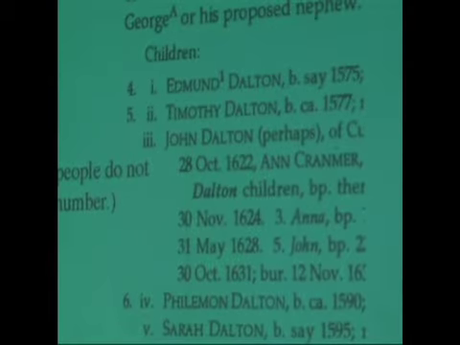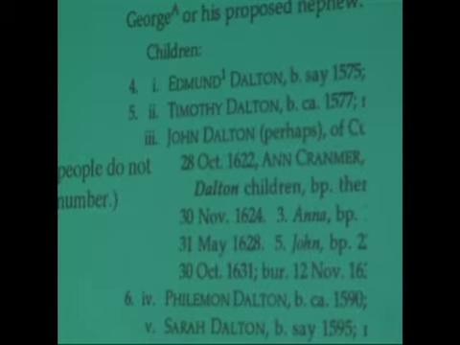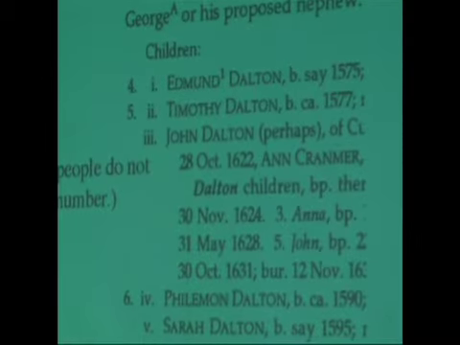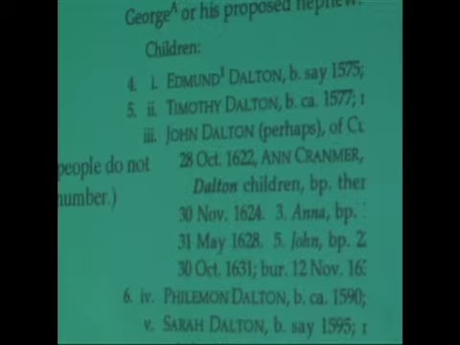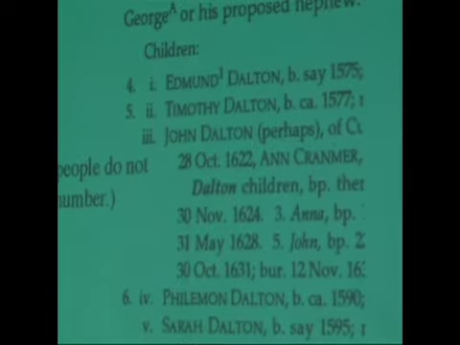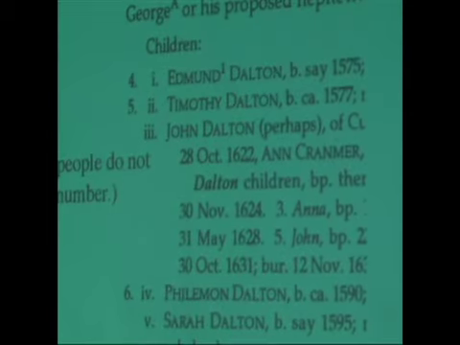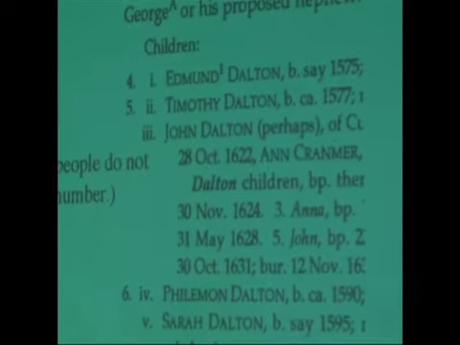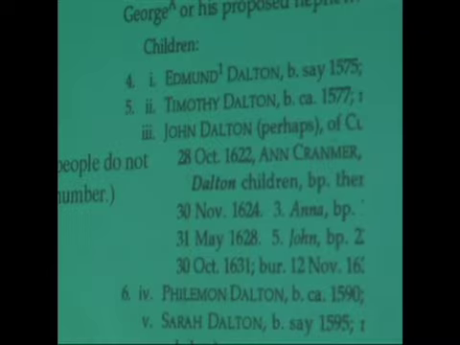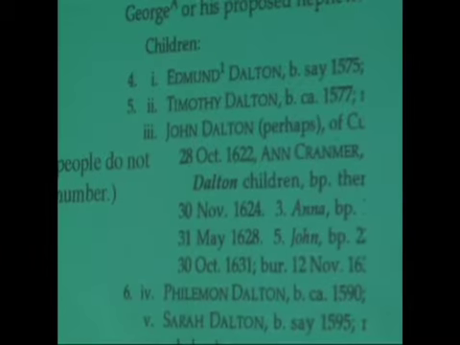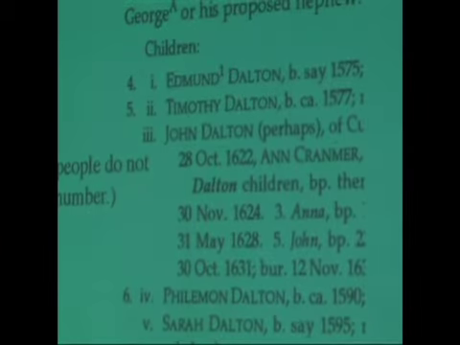Okay? The third child is John Dalton. There is no number in front of the little Roman numeral 3 in front of his name. That is because there is no further information about that John Dalton. Everything that you're going to find about him in this article is right here. There's no point in searching any further.